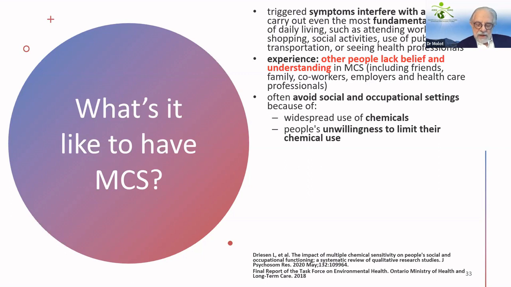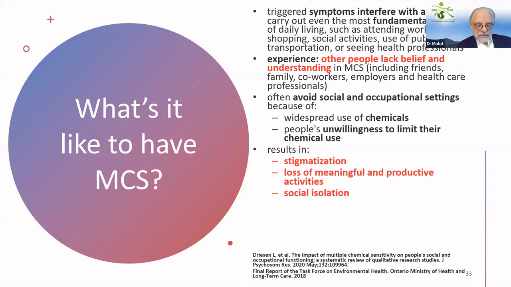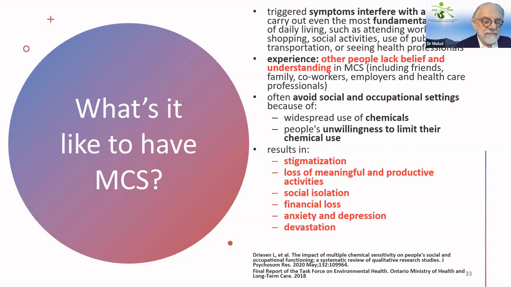people with MCS often must avoid social and occupational settings because of widespread use of chemicals and people's unwillingness to limit their chemical use. This results in stigmatization, loss of meaningful and productive activities, social isolation, financial loss, and feelings of anxiety and depression. And as a result, people with MCS are more than frustrated by the barriers they have had to face, and many are devastated by the losses that they've accumulated.